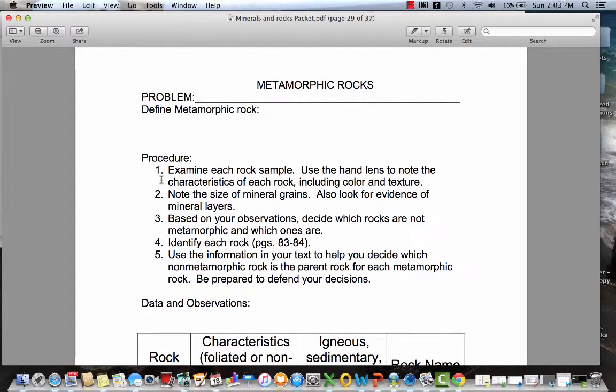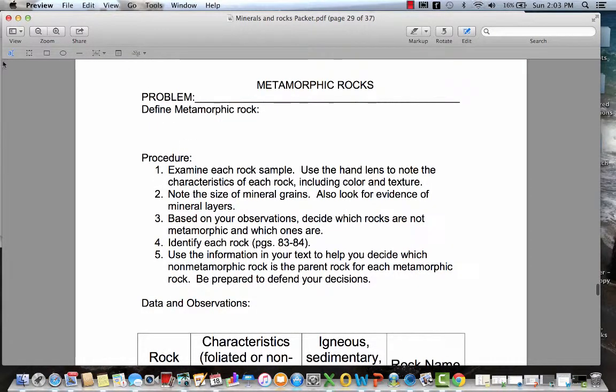In your lab notebook, you should have the title Metamorphic Rocks. We need to do a problem. It's going to be the same as the problems that we did for igneous and sedimentary rocks. So under or near problem, we are going to put to identify metamorphic rocks. So our problem today is to identify metamorphic rocks. We are going to use a bunch of tools in our tool bags to identify the samples back there.